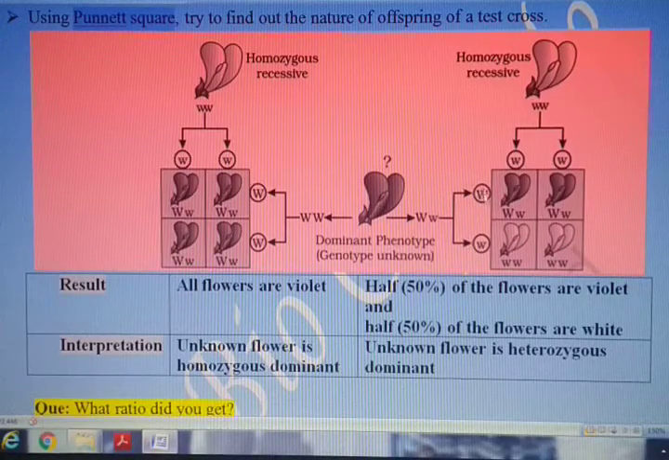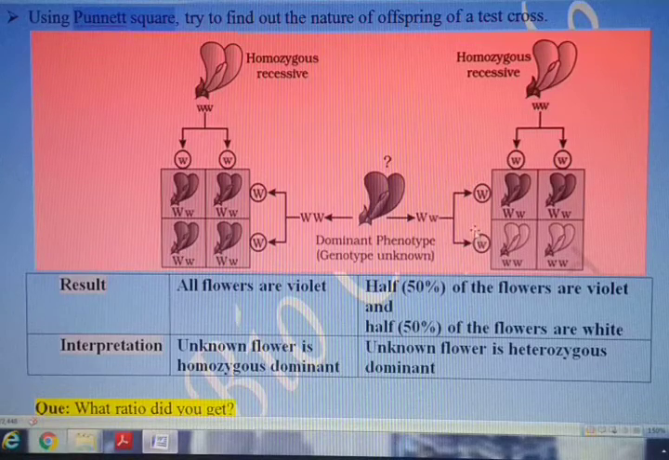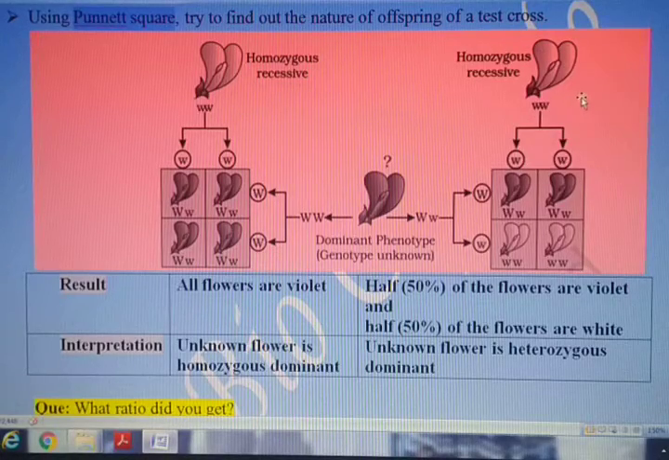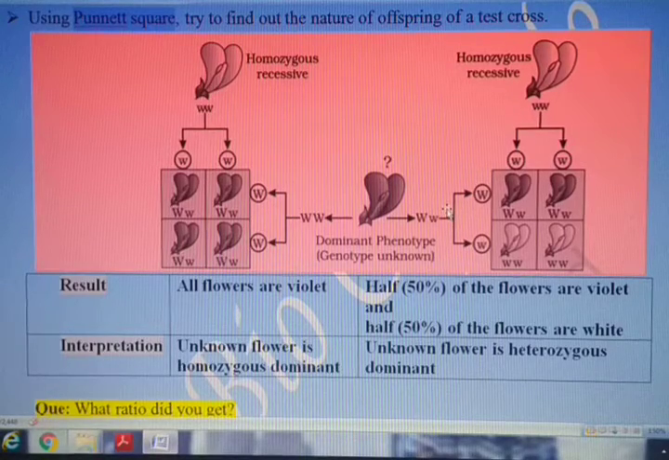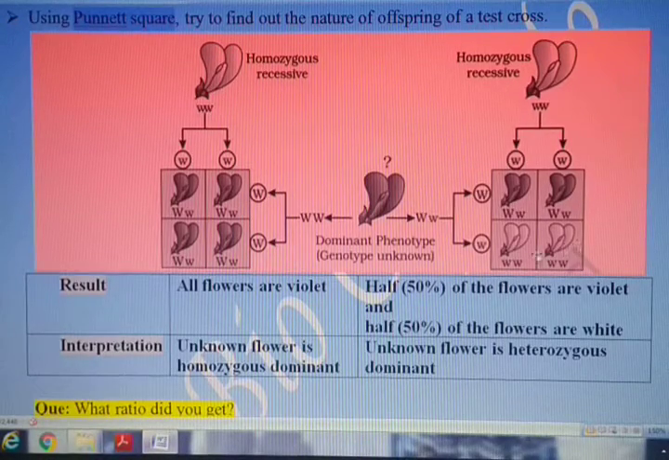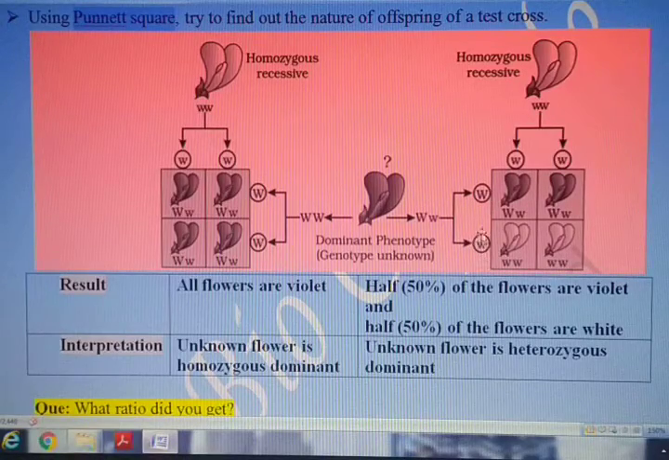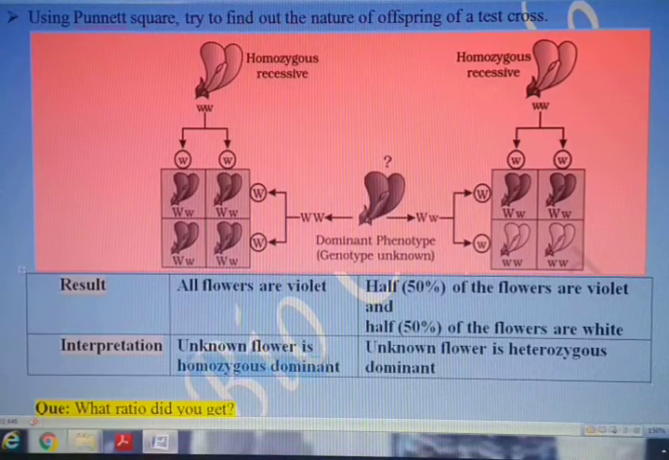And the genotype of this parent was not known actually. The genotype of the recessive parent was known, but of the dominant parent the genotype was not known. So that means here we can say that we have determined that one of the genes is dominant and the other gene is recessive. And in the first case, all the plants are going to form the violet flower. And as a result of that, the second parent is homozygous dominant.